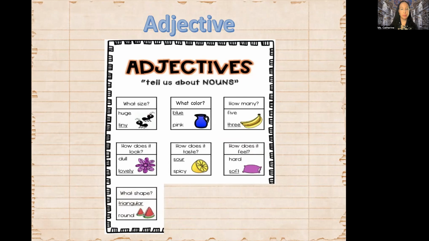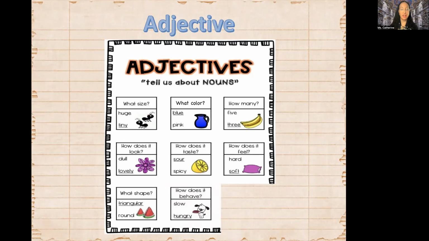So what shape is this? This is a tough word to pronounce. I'll help you out. Triangular. One more time. Triangular. Okay, think of triangle. But triangular is the adjective. It's describing the watermelon.